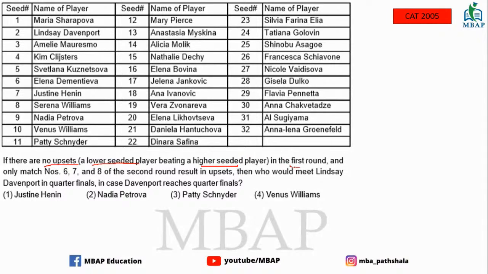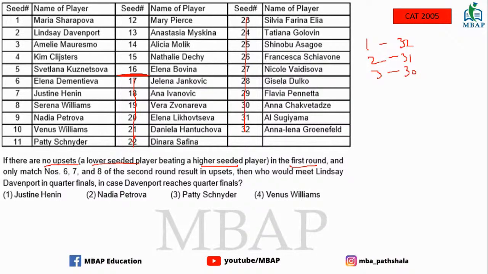If there are no upsets, that means a lower seeded player beating a higher seed is not happening in the first round. Understand, guys, that means 1 plays 32, 2 plays 31, 3 plays 30, likewise all the teams were there, and they are saying there are no upsets. If there are no upsets, which players are left in round number 1? Only players till rank 16 are left. Apart from that, all the lower players are out. Right, guys? I hope this question is clear to you till here.